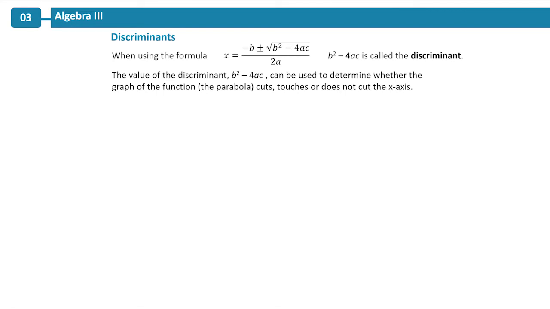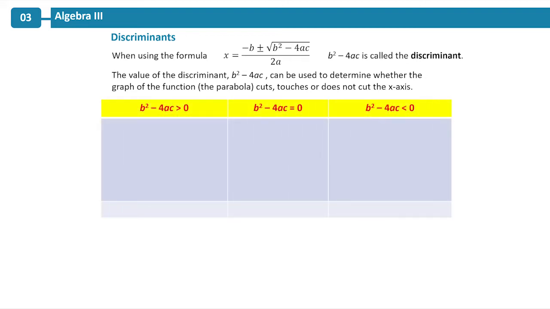The value of the discriminant can be used to determine whether a graph cuts, touches, or does not cut the x-axis. When your discriminant is greater than 0, a graph crosses the x-axis twice. We state we have 2 real roots that are different values.